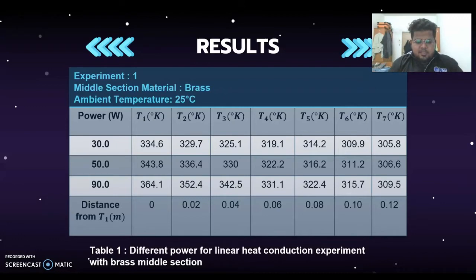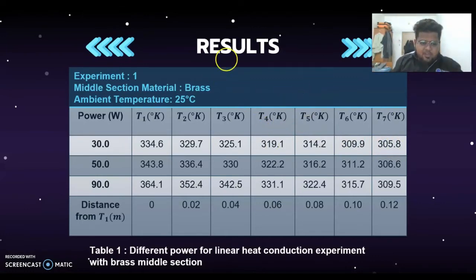And then we can also see the distance from the heating source, which is T1 to T7. Okay, let us look at the first row. The power is around 30 watts and T1 is 334.6, followed by T2 at 329.7, T3 at 325.1, T4 at 319.1, T5 at 314.2, T6 at 309.9, and T7 at 305.8. And all of this is in the unit Kelvin.